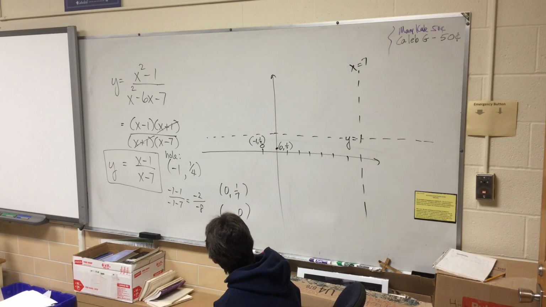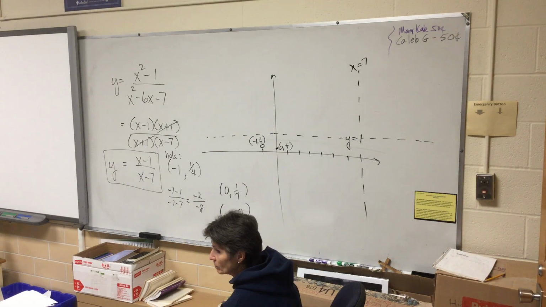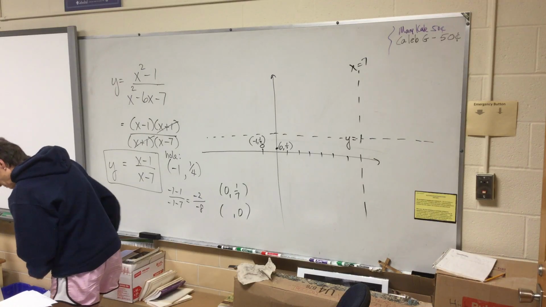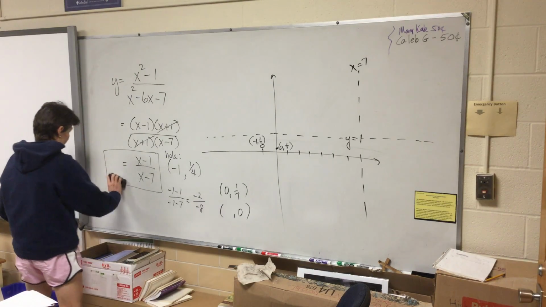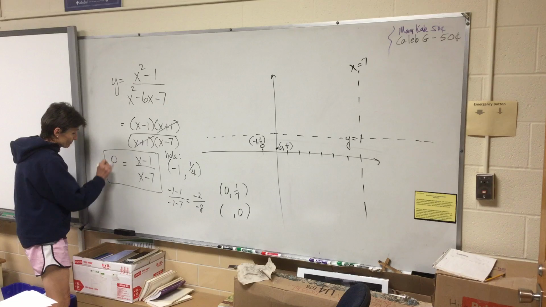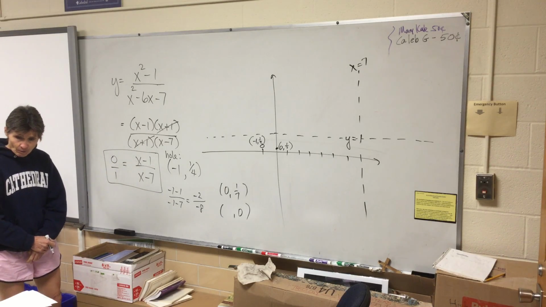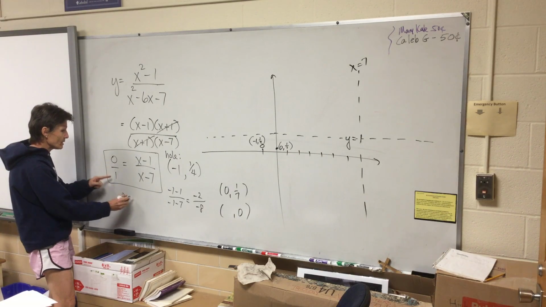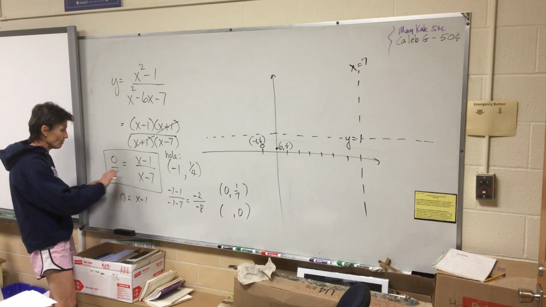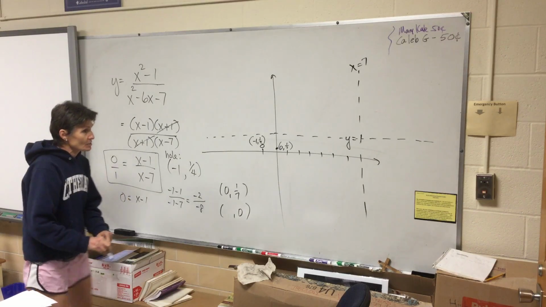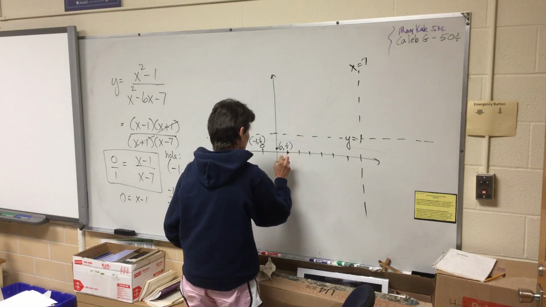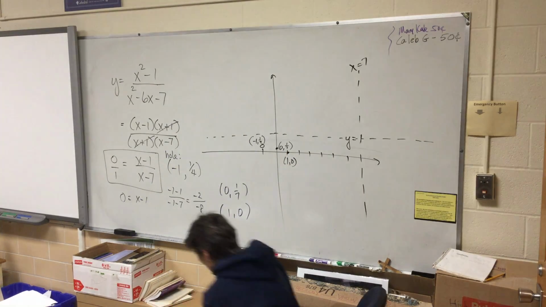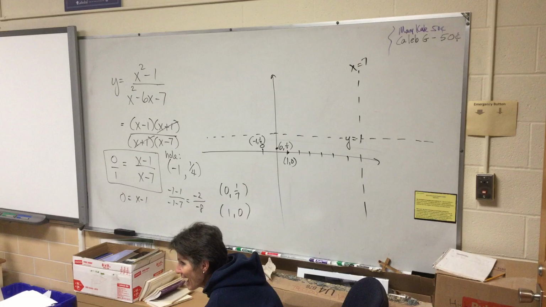Okay, now what about if we let y be 0? Zero over 1? So here we go. Yep, we get 0 equals x minus 1. So it's at 1, 0.